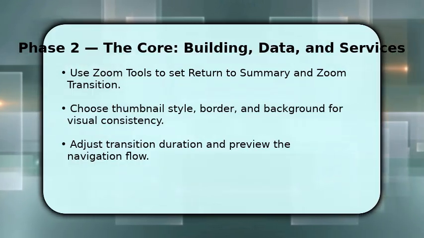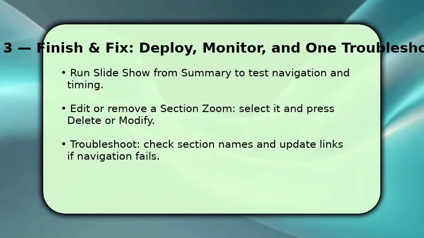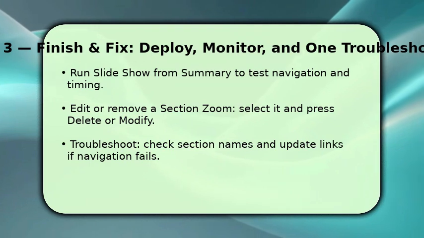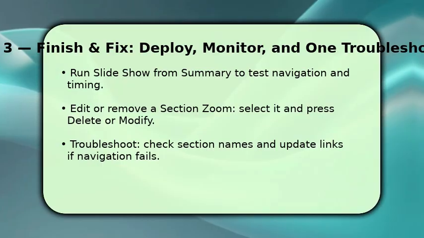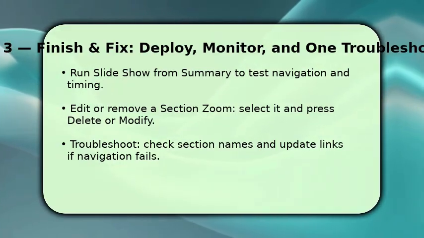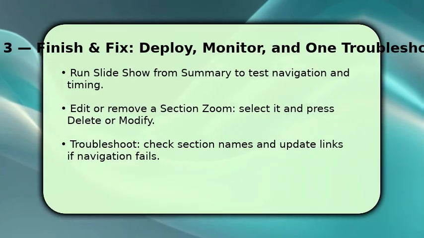Tweak duration. Finish by testing the full flow in slideshow mode, starting from your summary slide. Click each section zoom to confirm it jumps and returns as expected. If you need to change a target, open the section pane, rename or reorder sections, then reinsert or update the Zoom thumbnail to fix link mismatches.